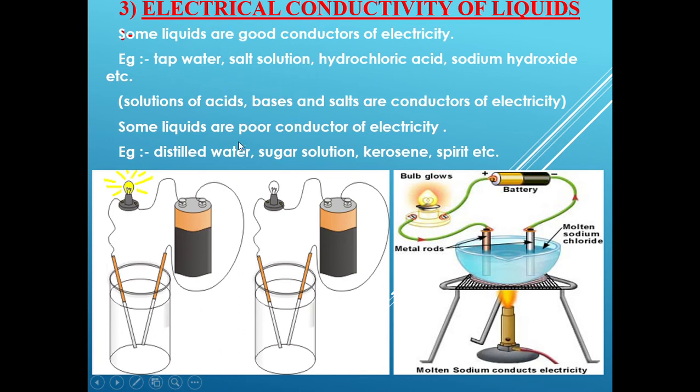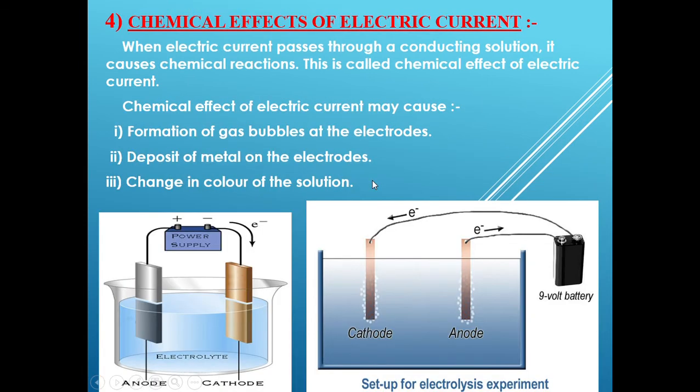Clear? Some liquids are poor conductors of electricity, mostly organic solvents. Distilled water. When we say distilled water, this is chemically pure water which doesn't contain other salts. Then kerosene, the oils, spirit, sugar solutions, all these are basically organic in nature, means carbon containing. They don't form ions. So these particular liquids will be poor conductors of electricity.